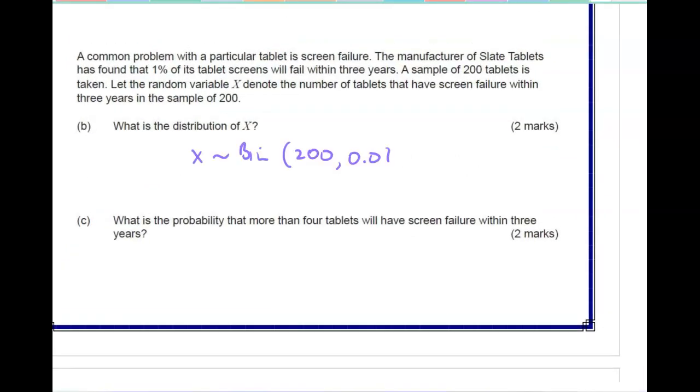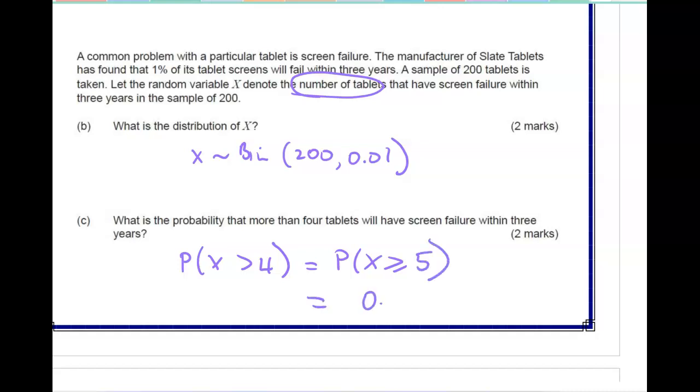Next part. So I know this is binomial, it talks about success or failure. It also talks about the number of tablets as opposed to proportion. So we go with binomial. We want more than 4, and binomial is a discrete distribution, so 5 or more. According to my calculations, that's what we're looking for. So what is the distribution? You don't just write binomial, it's 2 marks. So you've got to give the parameters. Make sure you do that.